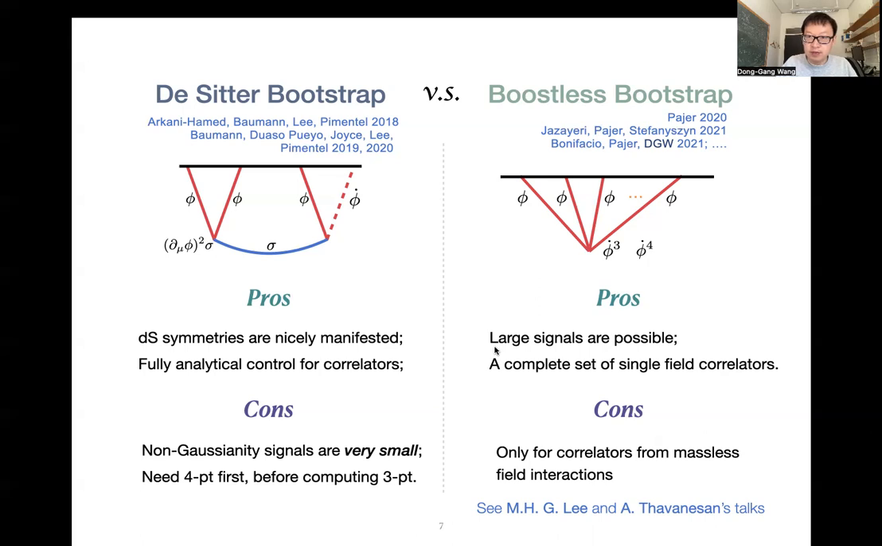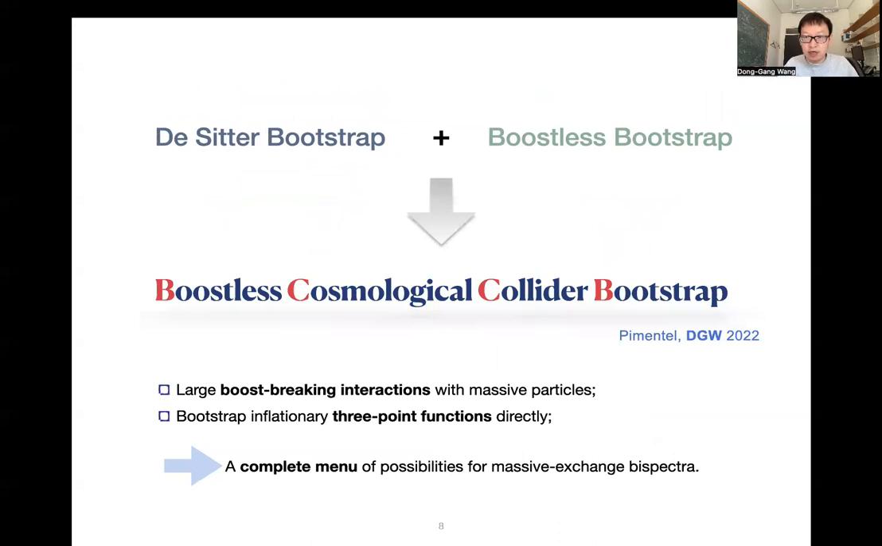And in the boostless bootstrap, we are able to derive a complete set of cosmological correlators, at least for single field inflation. Well, the drawback of this approach is that previously it only worked for this massless field interaction. It's not working for the massive exchange like this. So in this talk, I will combine these two different approaches, the de Sitter bootstrap and the boostless bootstrap, to propose this new one called the Boostless Cosmological Collider Bootstrap. We call it BCCB for short.